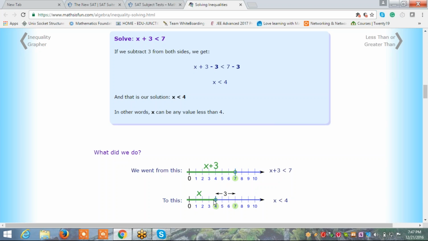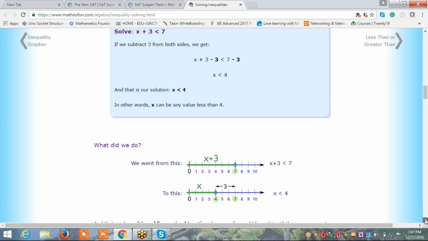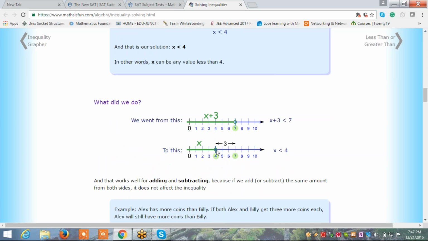4 we need not consider. Up to 3.9 you can consider, but you should not use 4. So here you do not have a dotted point, you have a rounded one. So X can take values from 0 to 3.99 also, but it should not be 4. That is the meaning of this graph.